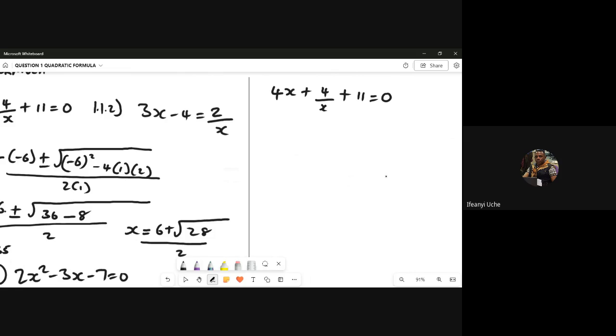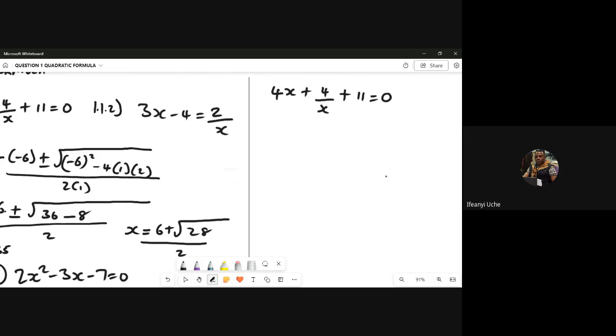Since you have x here, the shortcut is to say this x times this gives you 4x squared, and this one gives you 11x. Then the one directly having the x as denominator will just be 4. You can do it that way, or do it the other way, the long way, which I wouldn't advise for want of time.